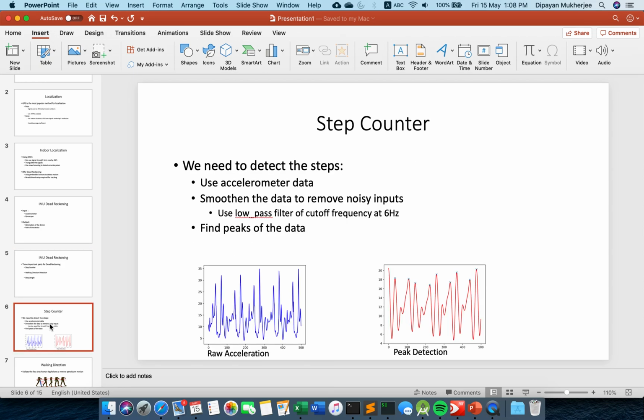Let's see how we actually count the steps. For this, we use accelerometer data. As you can see from the raw acceleration here, the accelerometer data is quite noisy. So we need to pass it through a low pass filter at a cutoff frequency of 6 hertz, because generally a human being doesn't take more than 3 or 4 steps in a second. And then we find the peaks of the data, which correspond to the point when our foot hits the floor. That gives us when we're actually taking the steps.